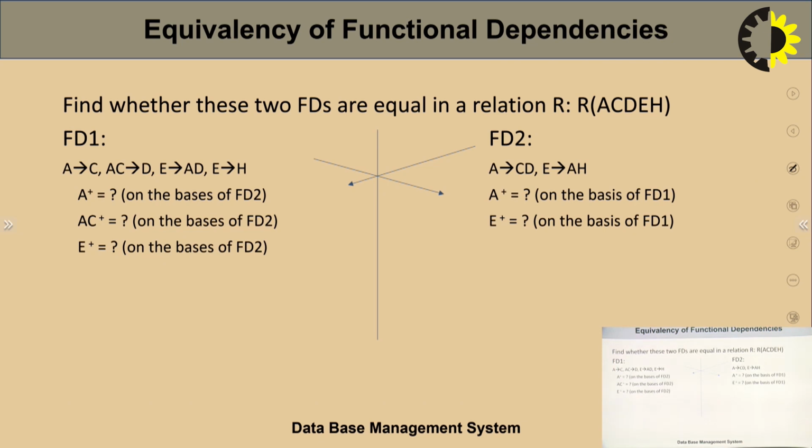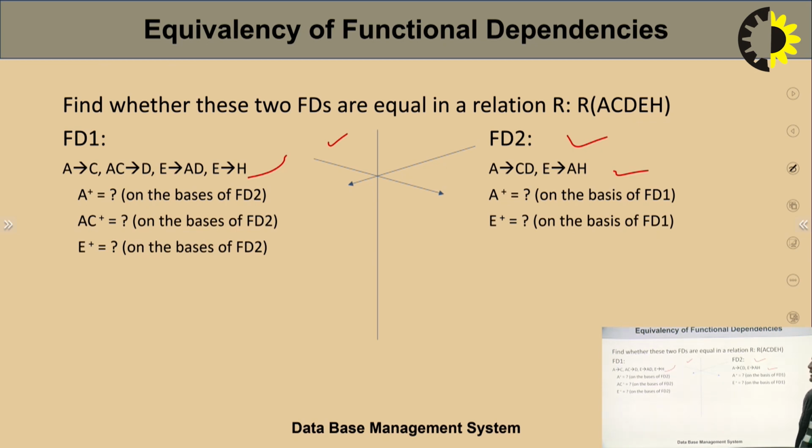Another type of question we face in normalization is the equivalence of functional dependencies. Suppose we have two sets of functional dependencies and we want to find whether they are equal or not. So how can we find the equivalence of functional dependencies? Suppose we have functional dependency set 1 and functional dependency set 2. These are the two sets of functional dependencies that we are given.